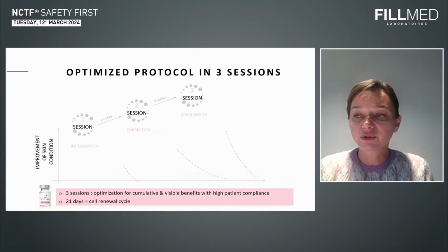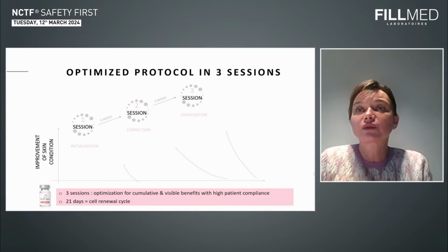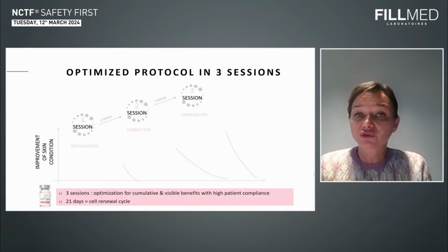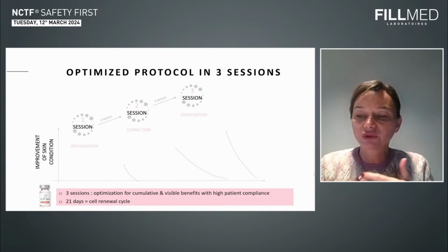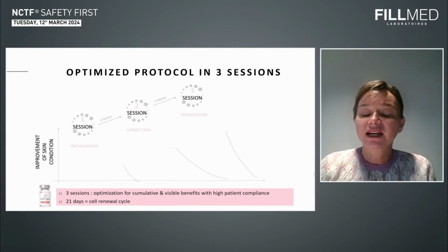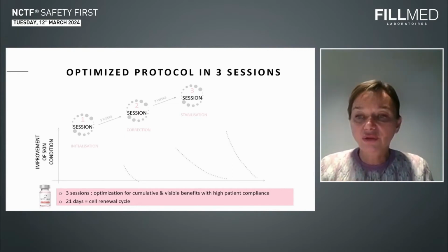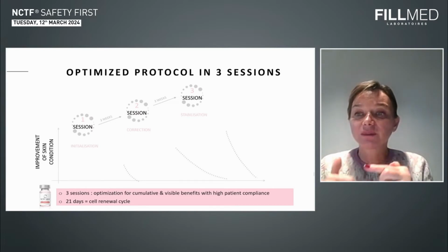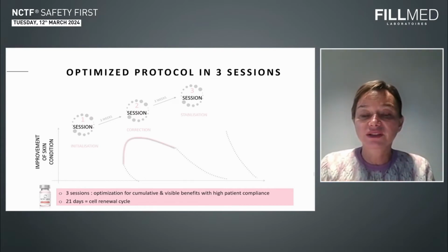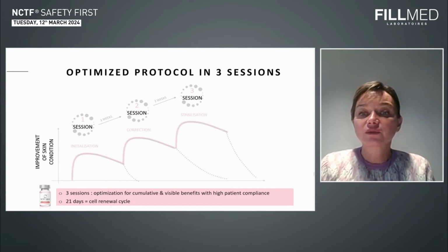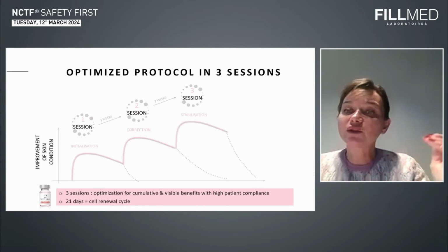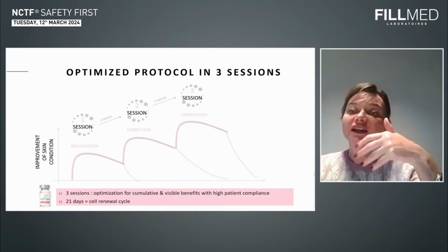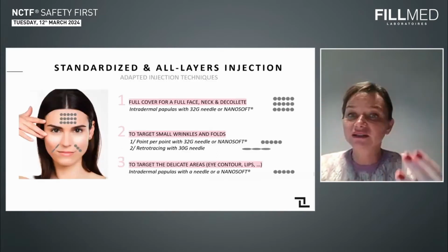Something very important now: you understand the physiopathology of this fibroblast that needs to be maintained in activity, to be stretched, so you have an optimized protocol in 3 sessions with cumulative efficiency. And why 3 sessions? Why 3 weeks? Because we adapt the number of sessions and the spacing in between to the cell renewal of 21 days. To stabilize, it's important to have 3 sessions, and to maintain and enhance the quality of the skin, it's important to maintain it over the years.